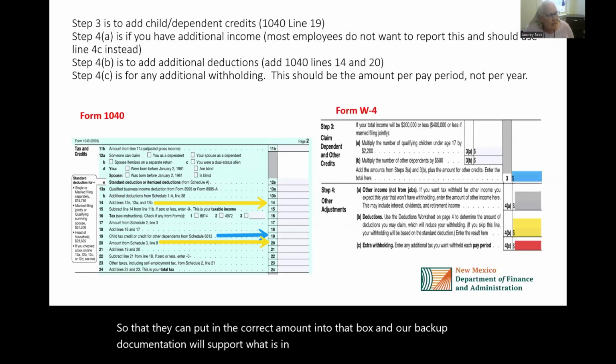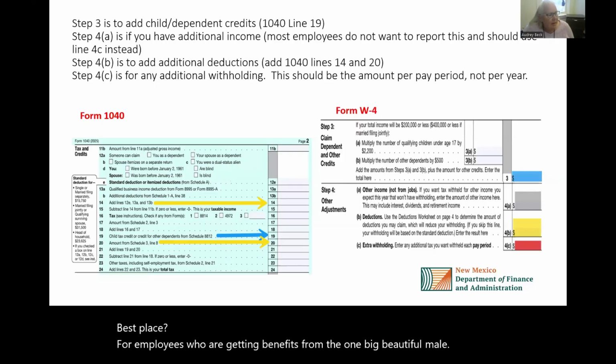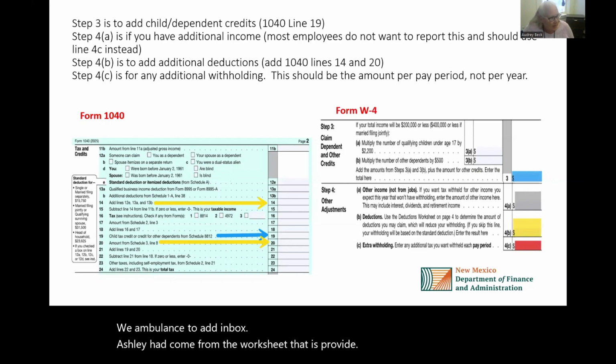Box B is the best place for employees who are getting benefits from the One Big Beautiful Bill. And the amounts to add in box B actually come from the worksheet that is provided with the W-4. It is a rather lengthy worksheet, but an easier way to do it is to simply take line 14 and line 20 from your 1040 and add them together, and that's the amount that you would put in box B.